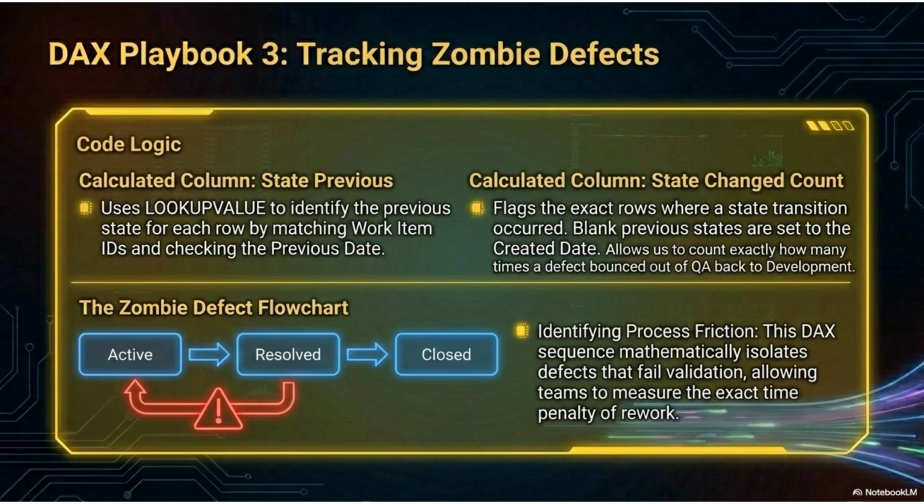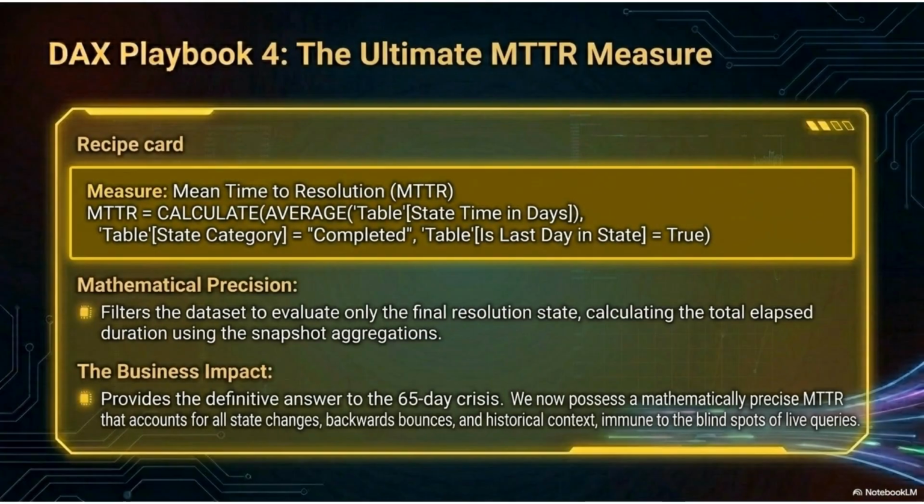The state previous and state changed count columns help quantify process friction and the time penalty of rework. DAX Playbook 4 provides the ultimate MTTR measure. The measure filters the dataset to evaluate only the final resolution state. This provides a mathematically precise MTTR, accounting for all state changes and historical context, immune to live query blind spots.